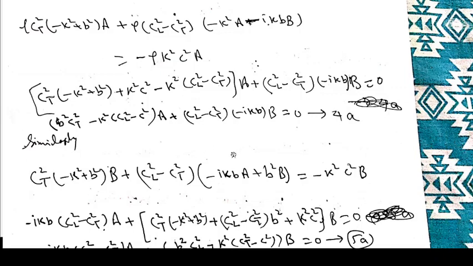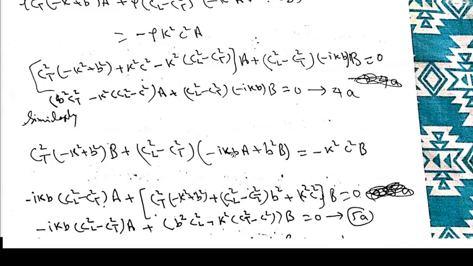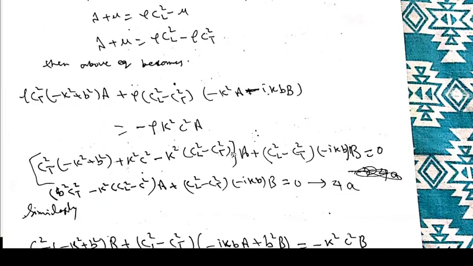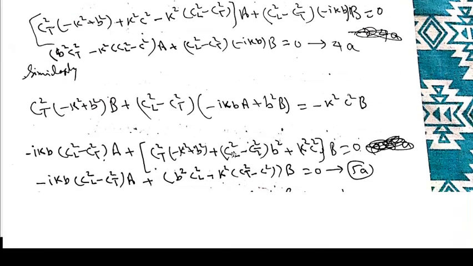Now from equation number 5, we use mu and lambda plus mu in terms of CL and CT. We have this. Again combining the coefficients of A and B, we have this. Now we have a system of equations. This system contains 4a and 5a. Now we have two constants A and B.